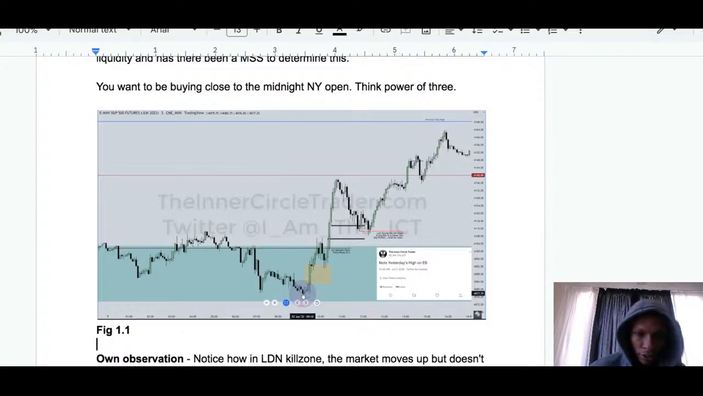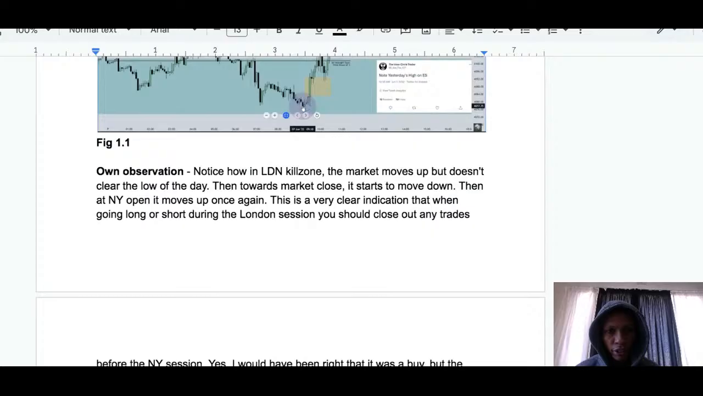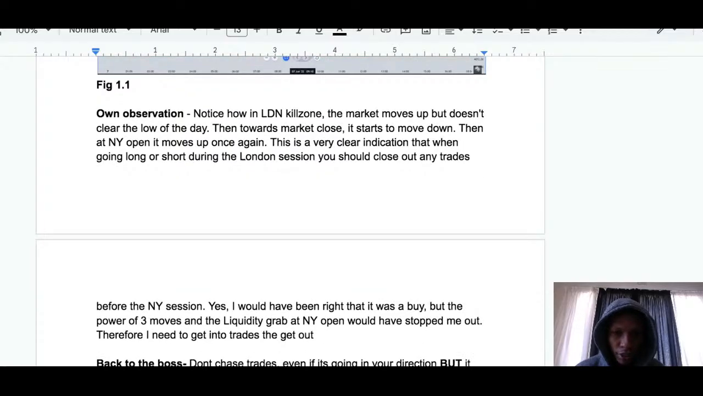Own observation: notice how in London kill zone, the market moves up but doesn't clear the low of the day. Then towards market close, it starts to move down. Then at New York Open, it moves up once again. This is a very clear indication that when going long or short during London session, you should close out any trades before the New York session. Yes, I would have been right that it was a buy, but the power of three moves and the liquidity grab at New York Open would have stopped me out. Therefore, I need to get into trades, then get out.